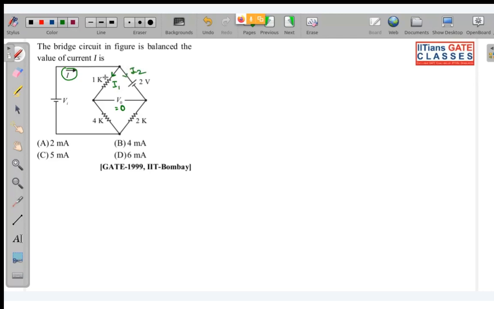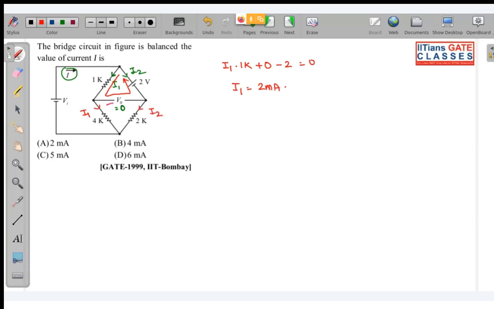So apply KVL in this loop. It will be I1 into 1 kilo ohm plus 0 minus 2 is equal to 0. So I1 is equal to 2 milliampere. And this I1 will flow through this branch. Even this I2 will flow from this branch.